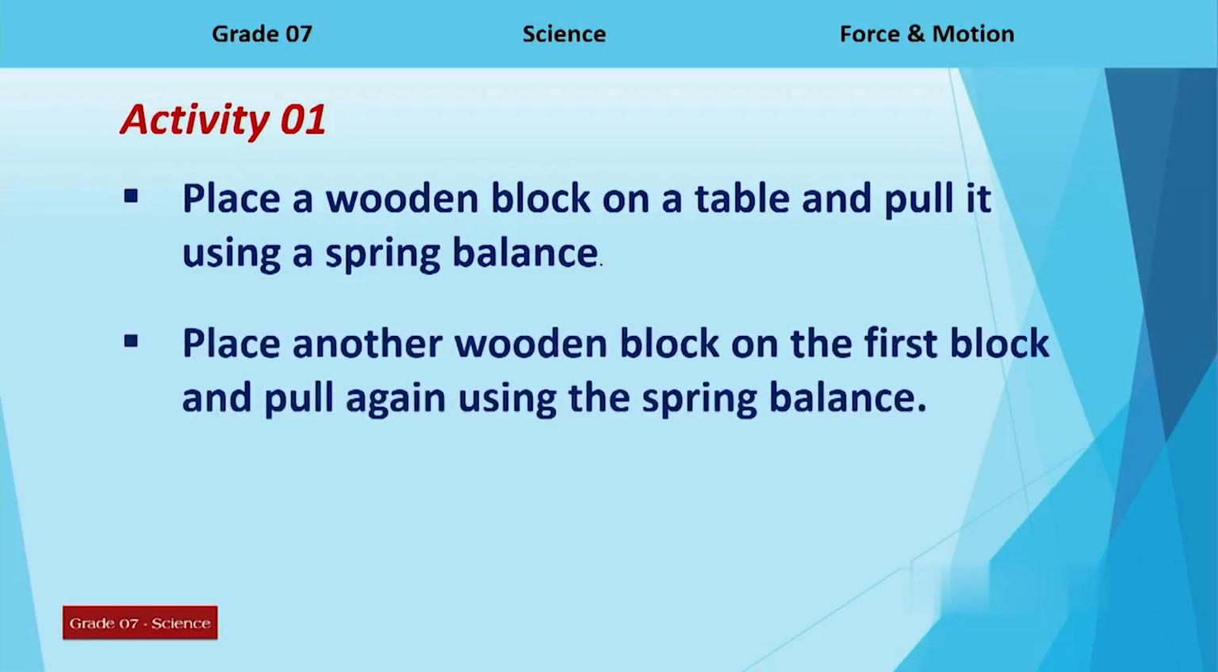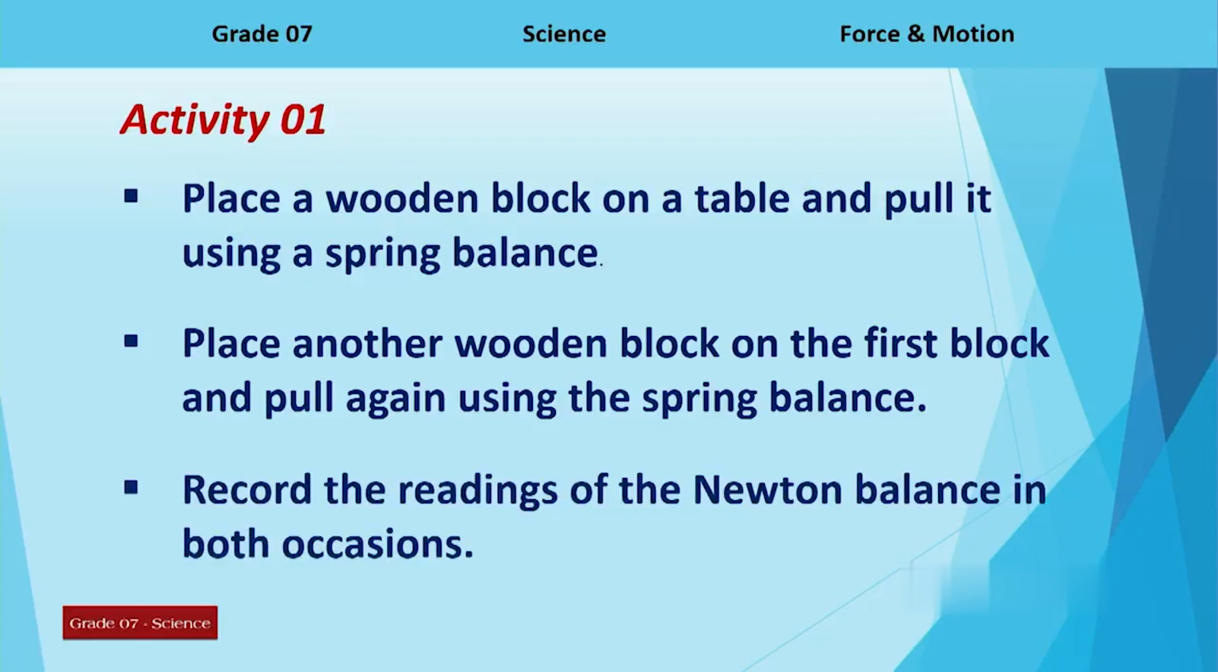Place another wooden block on the first block and pull again using the spring balance. Here we can use a similar wooden block to the earlier one. Finally, record the readings of the Newton balance in both occasions. Shall we do the activity? Okay.